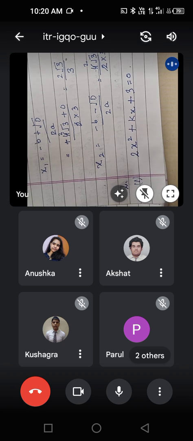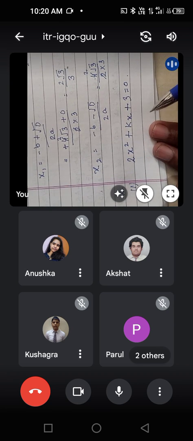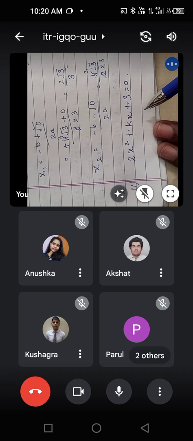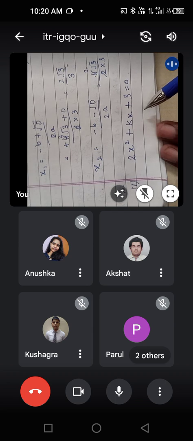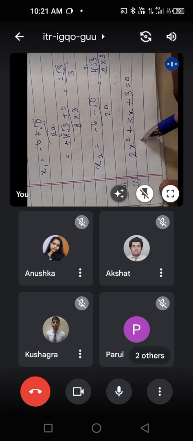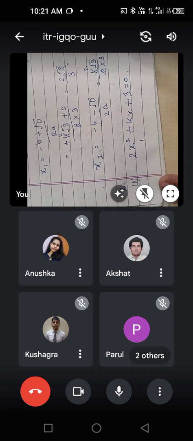This is the equation: 2x square plus kx plus 3 is equal to 0. Now here you see, in this question you have to find the value of k so that the nature of the roots, the discriminant, both the roots are equal. And for the roots to be equal, you know the condition is the discriminant equals 0. D is equal to 0.